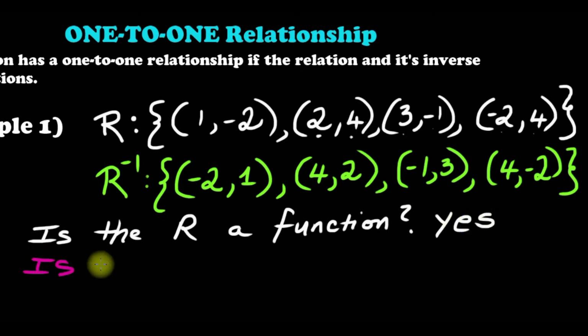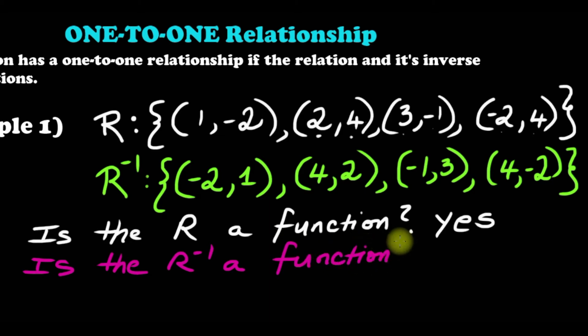Is the inverse a function? Okay, so let's take a look at the inverse. Here your inputs are negative 2, 1, 4, 2, negative 1, 3, and then 4, 2. Notice you have two of the same input. See how you have a 4 here and a 4 here. So two of the same input produce different outputs, and you cannot have that in a function. So this would be no. The inverse is not a function.